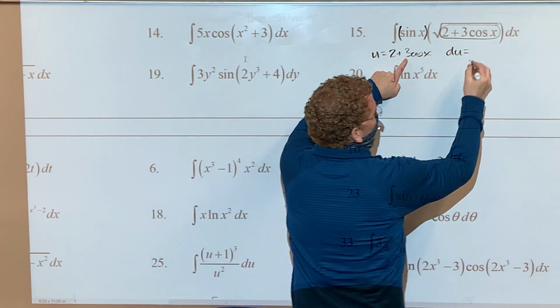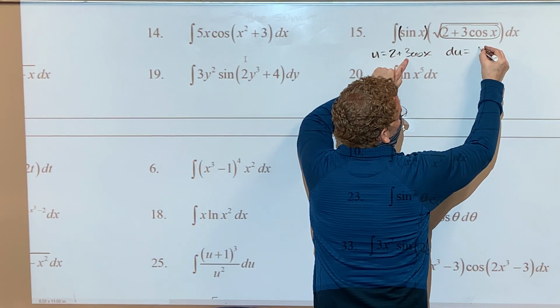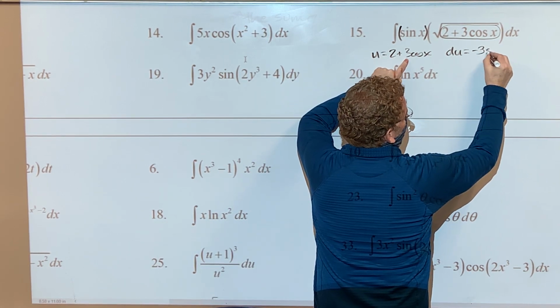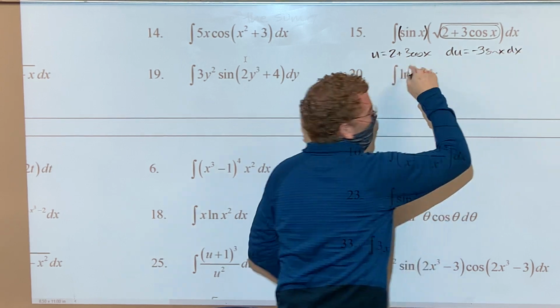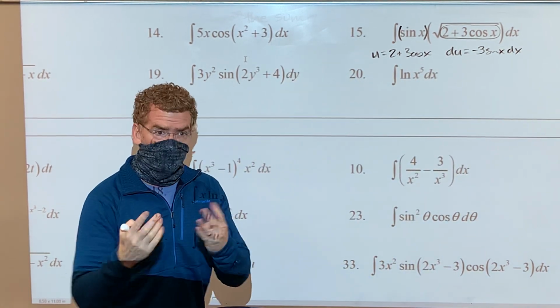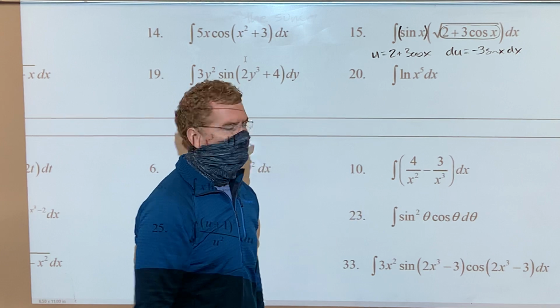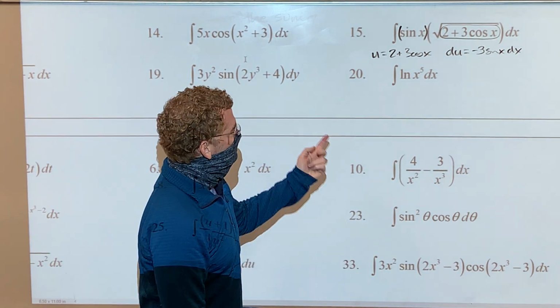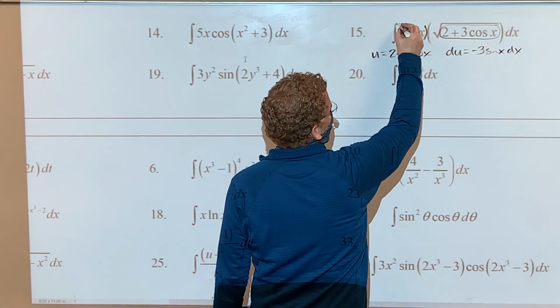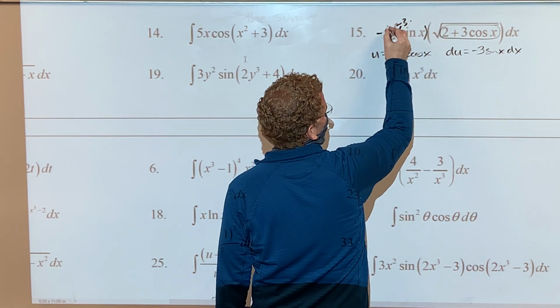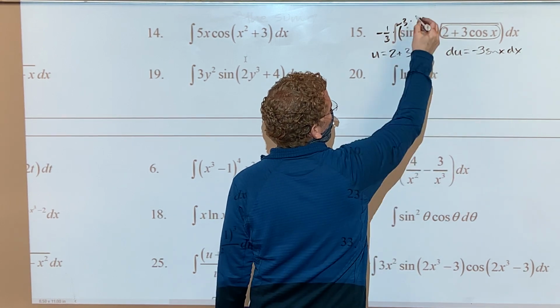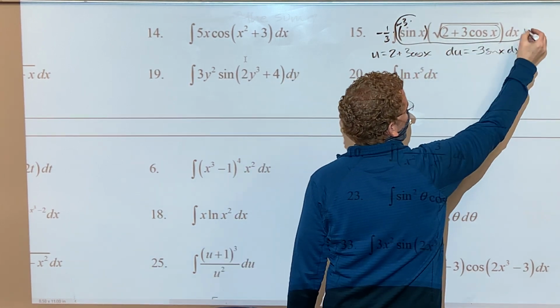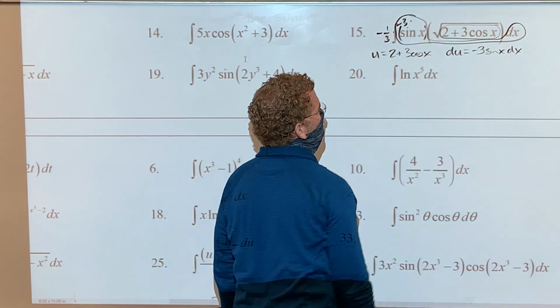3 sine x dx. Careful, negative. -3 sine x dx. Because remember, even though the integral of cosine is sine, the derivative of cosine is negative sine. So how do I make this work? I need a -3 multiplied there, so a -1/3 on the outside. So there is my du.